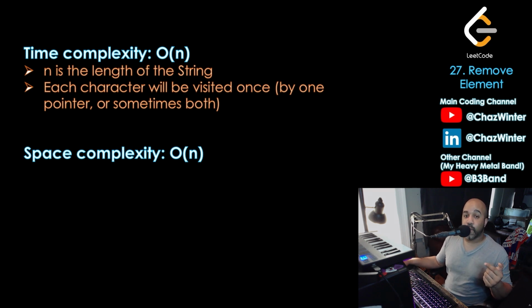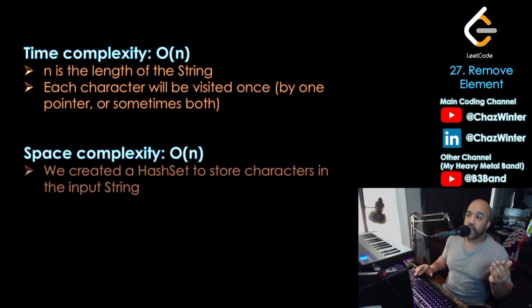The space complexity will also be big O of n, where n is the length of the string, and that's because we had to create a hash set to store the characters in our input string. And in a worst case scenario, if every character in the string is unique, then the entire string will end up being stored in the hash set.